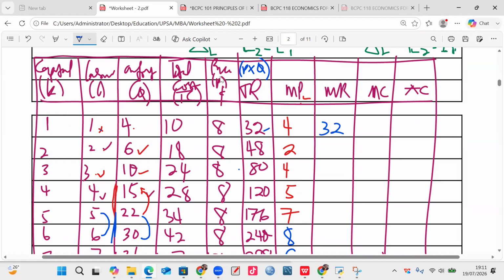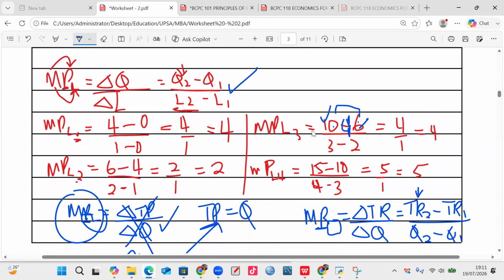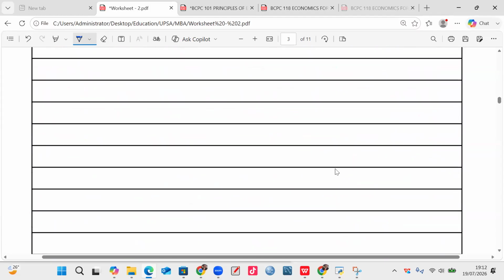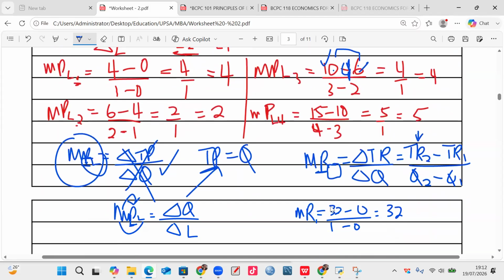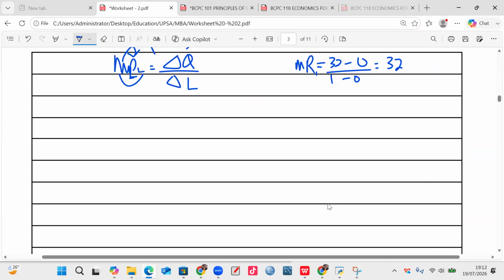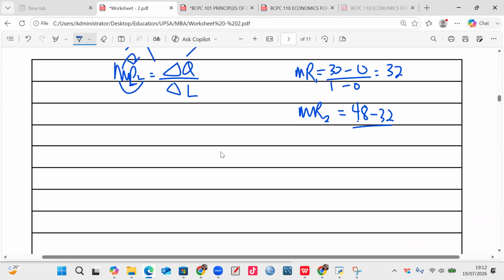Then we go and find marginal revenue for labor 2. What is the marginal revenue for labor 2? The total revenue is 48. The previous is 32. Mute yourself. So marginal revenue 2: 48 is the current for labor 2, minus 32, all over what? What is the quantity?